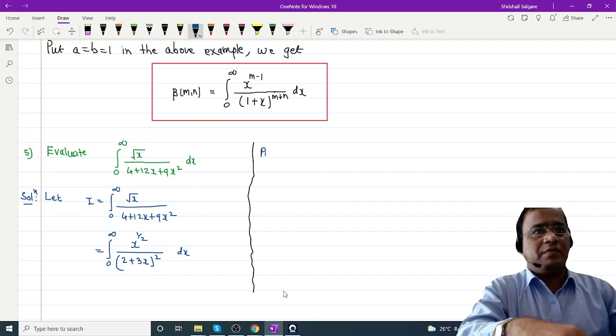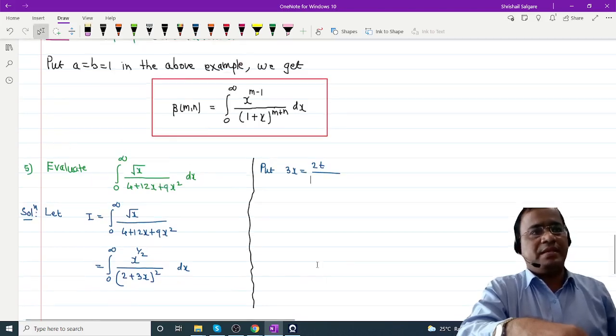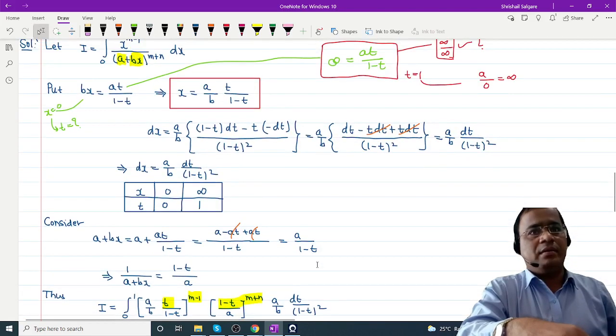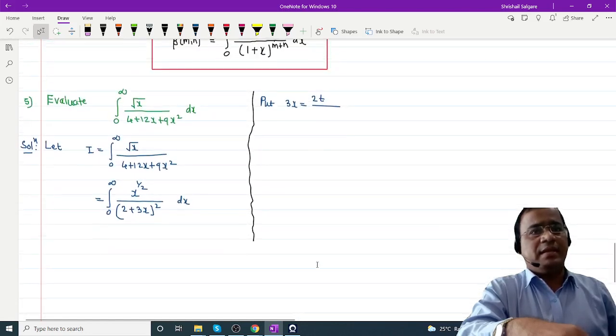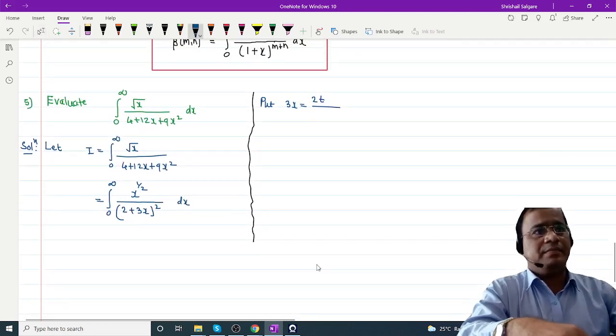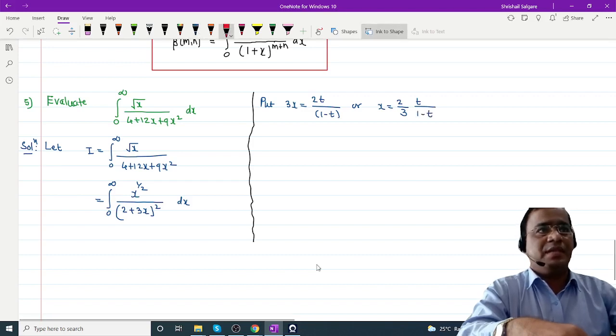So recall the first one. Put 3x is equal to, means 3x is equal to 2t divided by, what is the term? Yes, 1 minus t. I think the brackets are written correct, no? Okay. So x is equal to 2 by 3 into t divided by 1 minus t. That is your substitution.